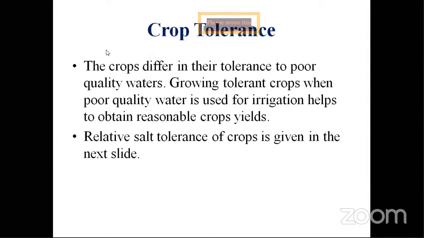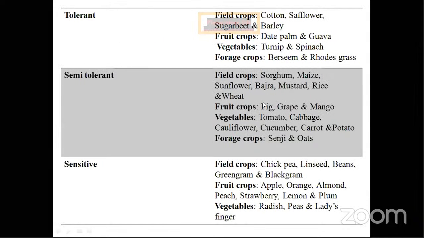In the next slide, first we can see tolerant crops. In field crops, cotton, safflower, sugar beet, barley, all these crops are highly tolerant to salts. That means in saline soils, we can grow these crops. And fruit crops and vegetables, these are less important for our exam. And maybe they ask about forage crops. Berseem and Rhodes grass, they are highly tolerant to saline soils. They can be grown under saline conditions also.